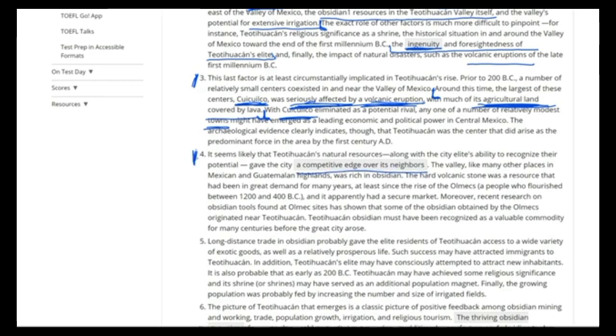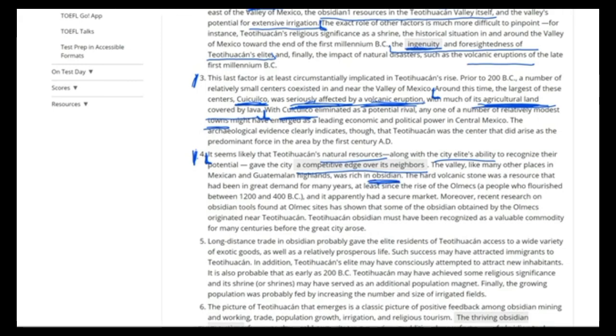Here we are. This sentence is important, so we are starting here. Let's start reading. It seems likely that Teotihuacan's natural resources, okay, they're talking about natural resources here, along with the city elite's ability to recognize their potential, gave the city a competitive edge over its neighbors. Then it goes on, the valley, like many other places in the Mexican and Guatemalan highlands, was rich in obsidian.